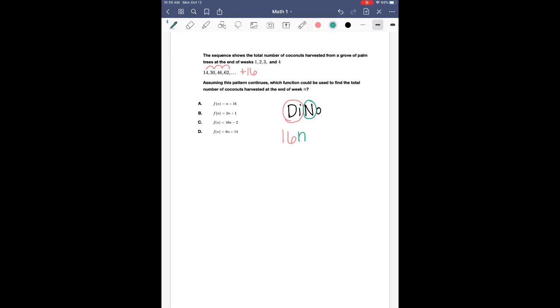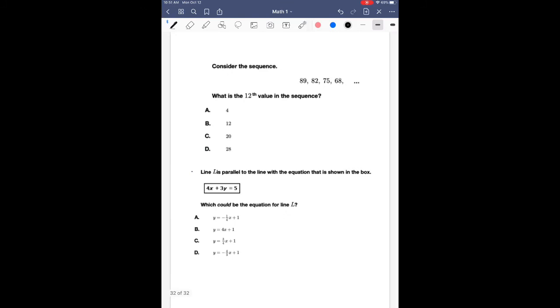Then we have the N. The N just stands for the variable, so 16N. And then finally we have the initial term. The initial term is what I would have if it was term 0. So this is term 1, 2, 3, and 4. They want us to go backwards and find term 0. Well, if I'm at 14 and I subtract 16 from that, that's going to give me negative 2. So minus 2. The answer there is going to be C.